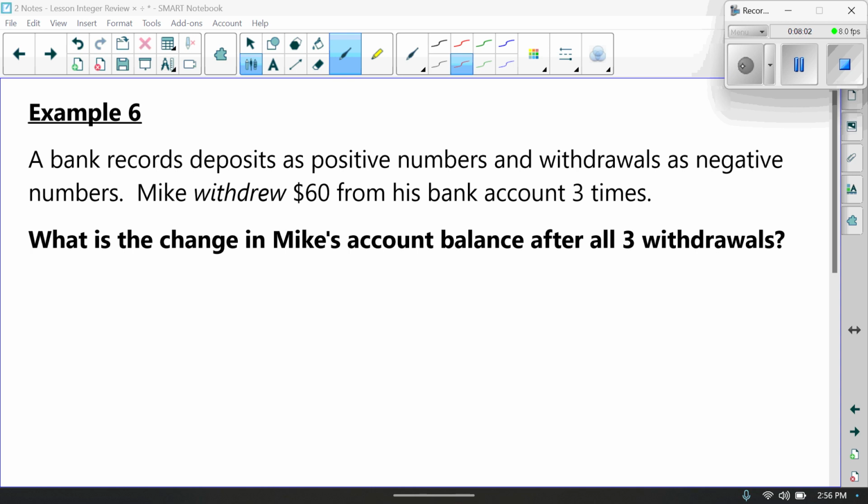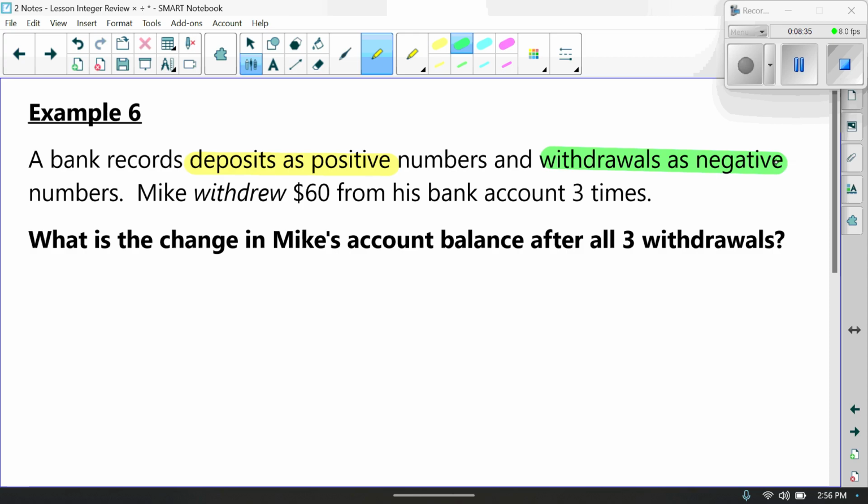Now, first thing we want to do is notice that there's some vocabulary in here, right? Okay? What does deposits mean? Right, that means you're putting money into your account, right? So that's going to be positive, okay? And withdrawal, of course, means what? You're taking money out. So that's subtracting, right? That's a negative. Everybody good?